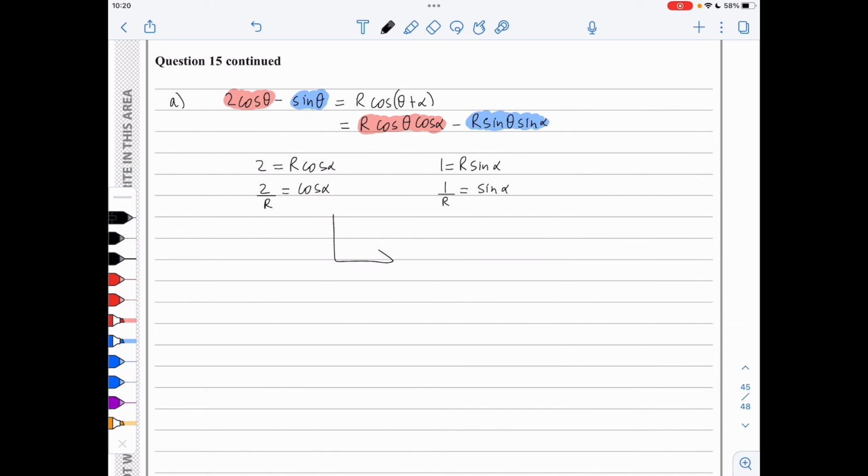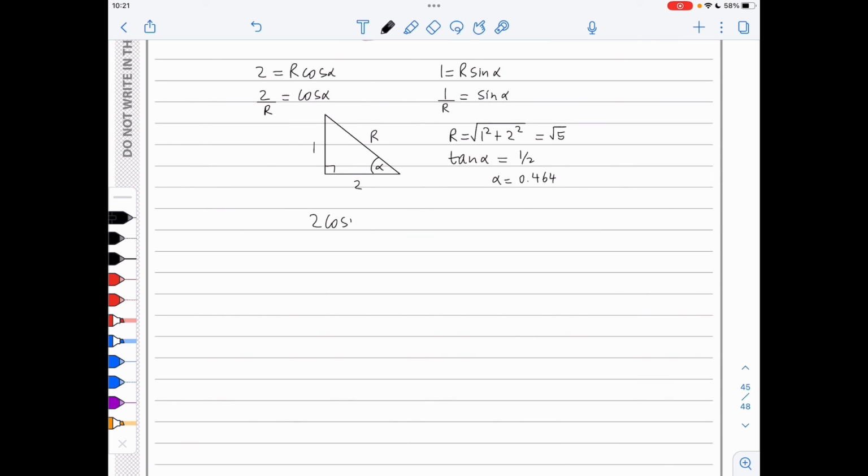I could draw a triangle at this stage, and we've got that this here is alpha, the cosine is 2 over r, and the sine is 1 over r, which means Pythagoras theorem gives me that r is the square root of 1 squared plus 2 squared, so it's root 5, and tan alpha is a half, which means that alpha is 0.464 to 3 decimal places. So we can conclude that 2 cos theta minus sine theta is root 5 cos of theta plus 0.464.